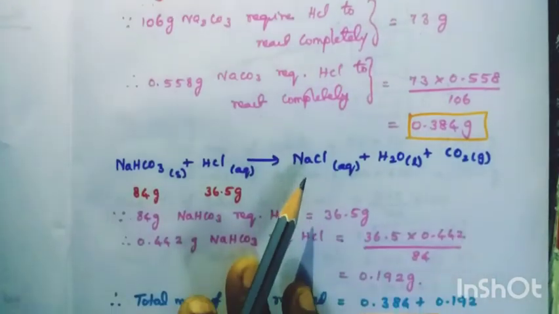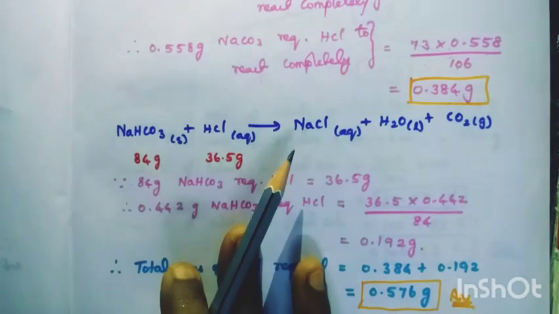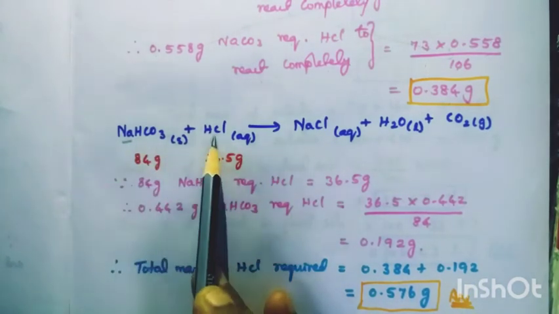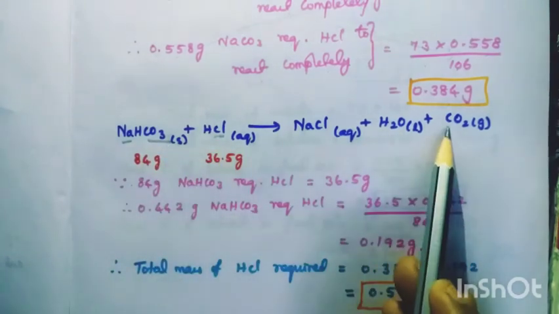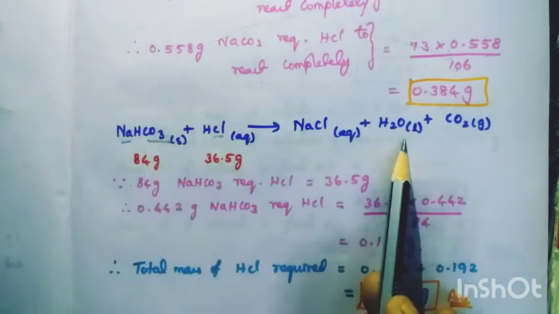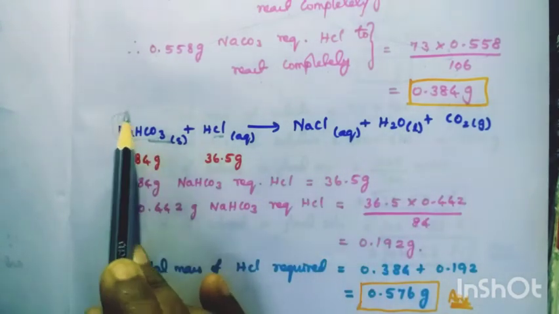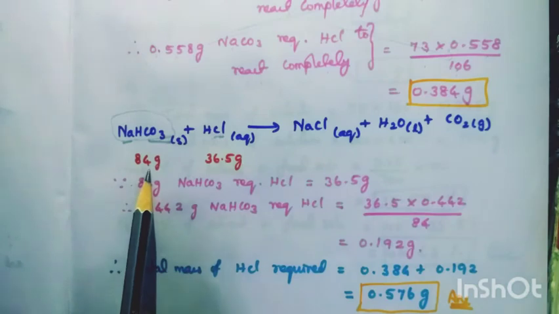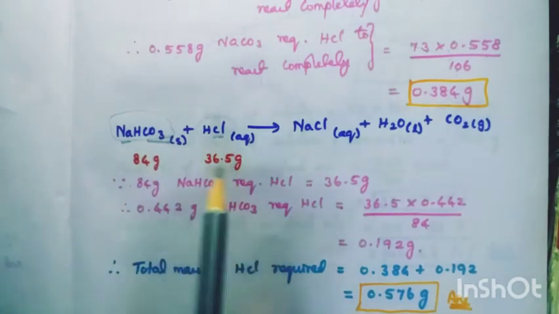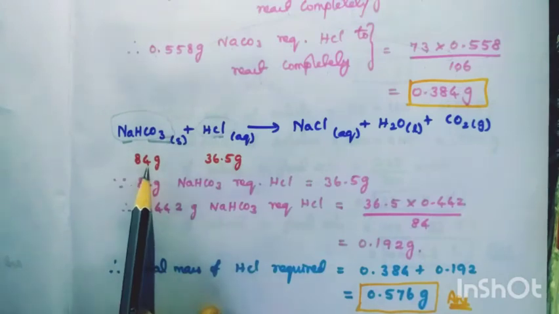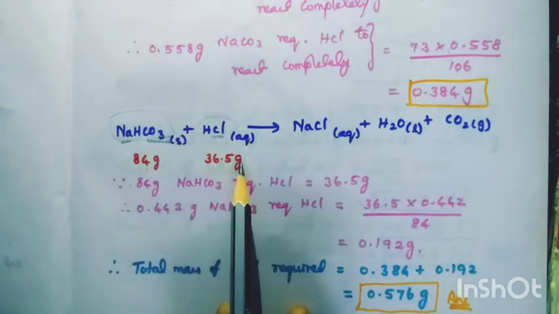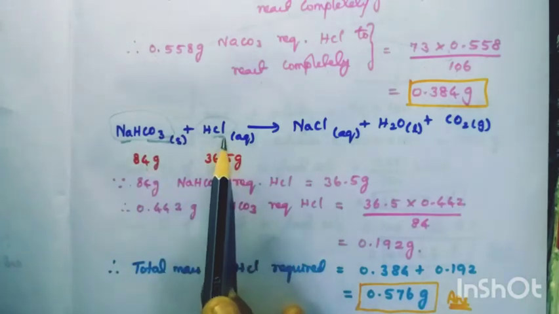What about the sodium bicarbonate? Sodium bicarbonate, NaHCO3, plus HCl gives 1 Na, 1 Cl. Carbonate is removed as carbon dioxide, and H2O forms. The molar mass of sodium bicarbonate is 84 gram. Molar mass of HCl is 36.5 gram. That means 84 gram of sodium bicarbonate requires 36.5 gram of HCl to neutralize.